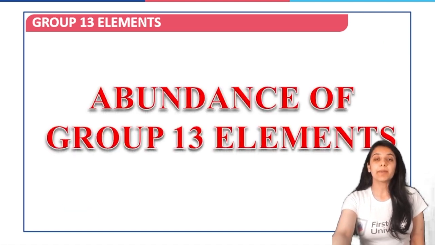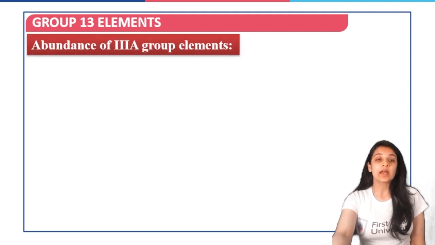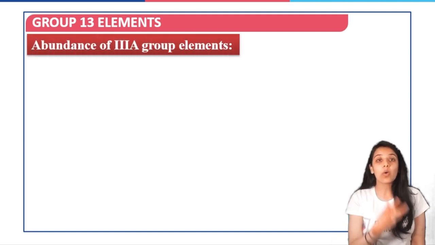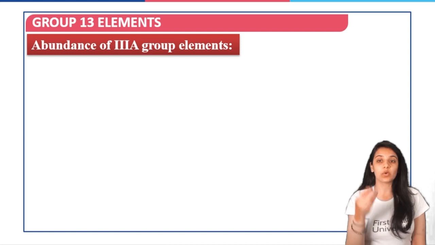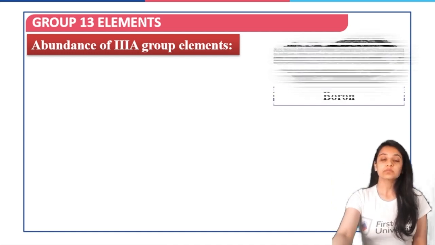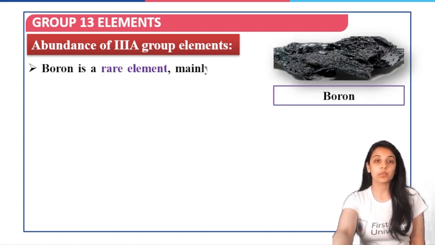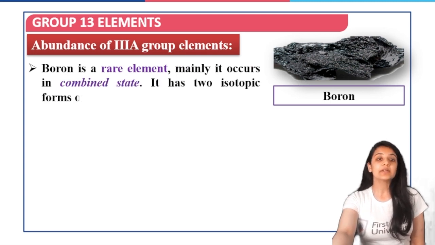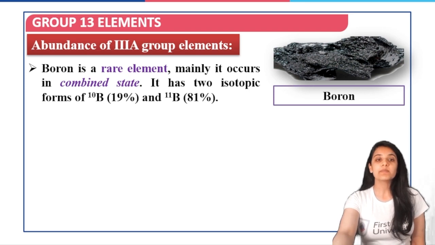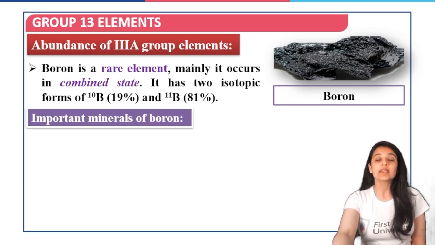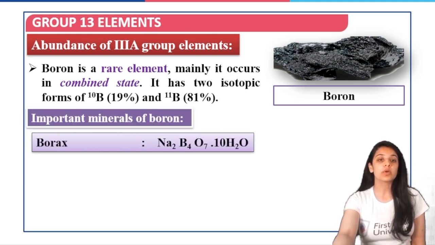Next, we talk about the abundance of group 13 elements. Abundance means in what quantity these elements are available on the earth. If we talk about boron, boron is a rare element and it mainly occurs in the combined state. It has two isotopic forms, boron 10, which is 19% in abundance, and boron 11, which is 81% in abundance.